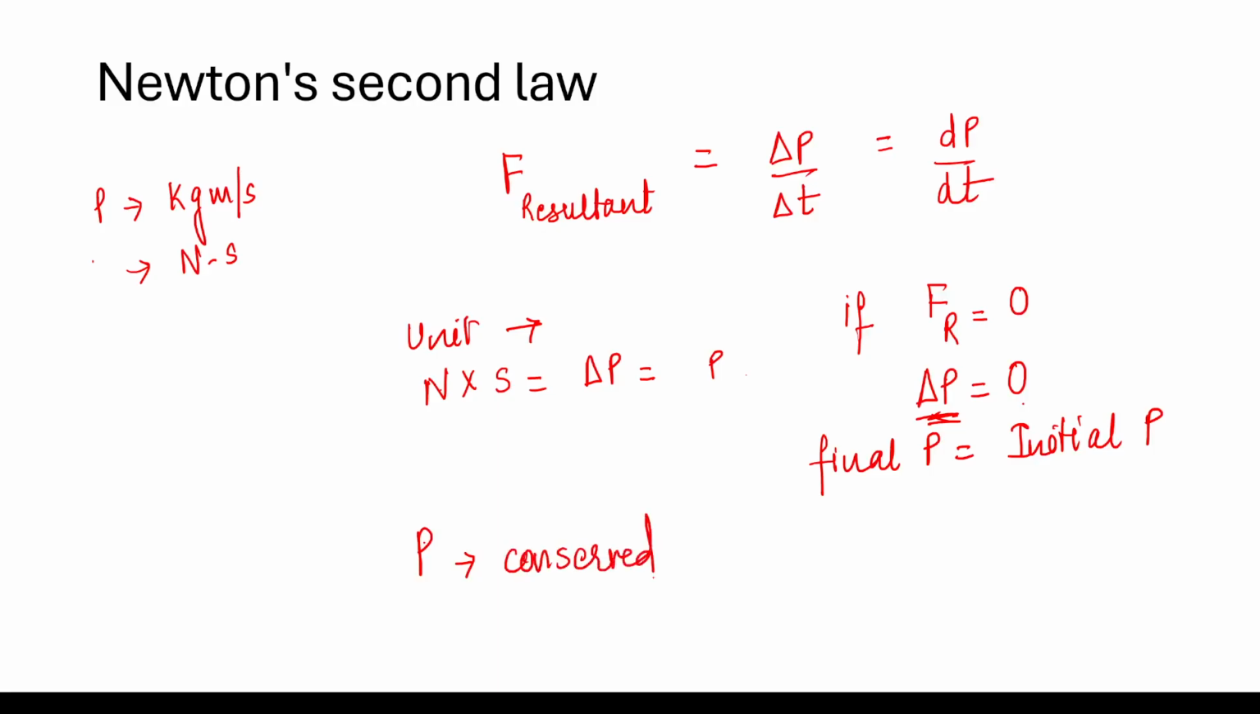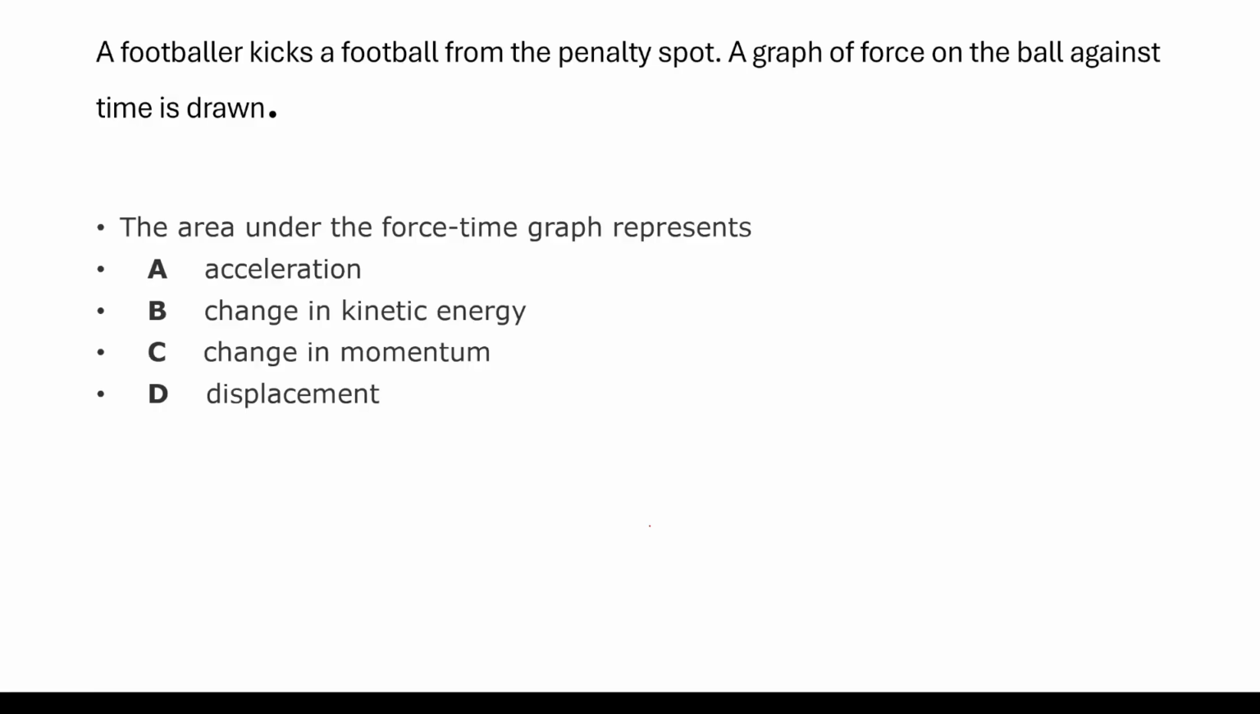So the momentum is conserved. What's the condition for conservation of momentum? It is that the external resultant force should be zero. Okay, now let's see. A footballer kicks a football from a penalty spot and draws a graph between force and time. A graph is drawn. What would the area under the graph represent?